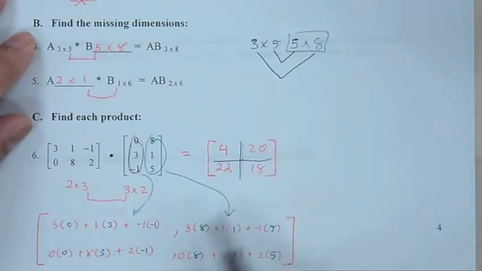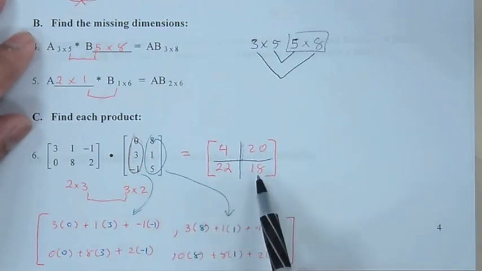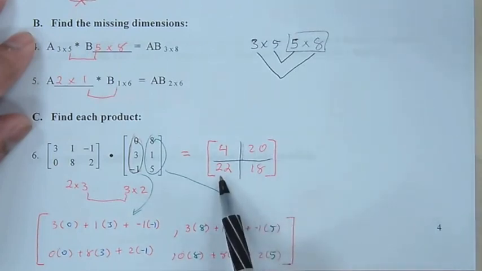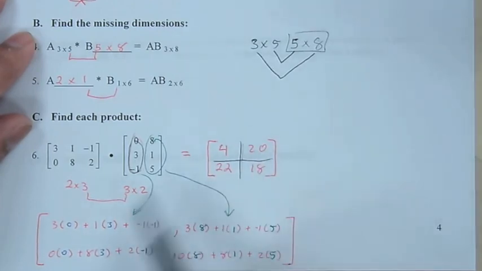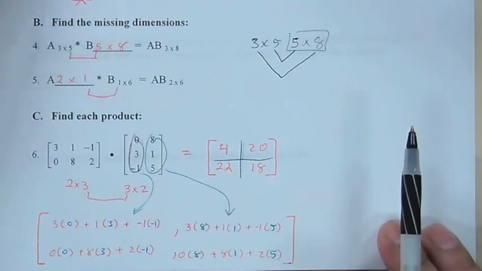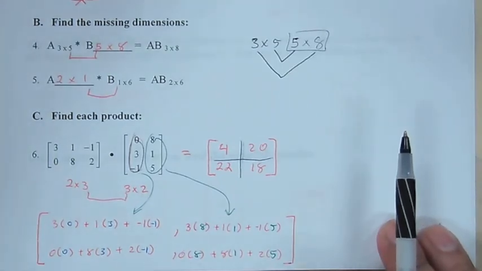Follow the same steps. Second row times the first column. Second row times the second column. And you can see the work created right there. We end up with 22 and 18. Try this on your own and see if you come up with the same answer. Again, always practice everything that I'm trying to teach you right here on your own. Don't just copy down the notes just so you have them.